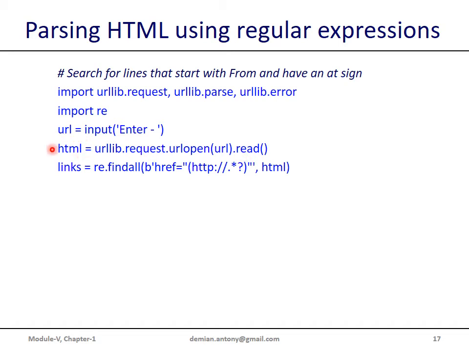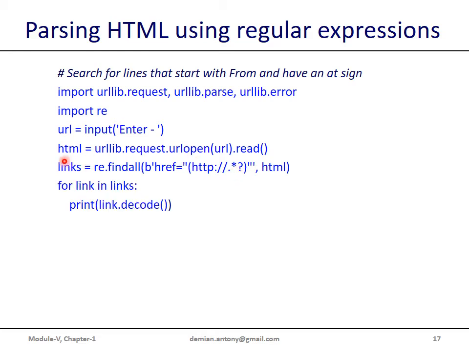And now html is a string containing the web page contents, and we apply re.findall on this string html. And now we have to do pattern matching on binary data, that's why this b needs to be present. It's binary data that we get. b binary, href equal, and we use a parenthesis to extract only the links.